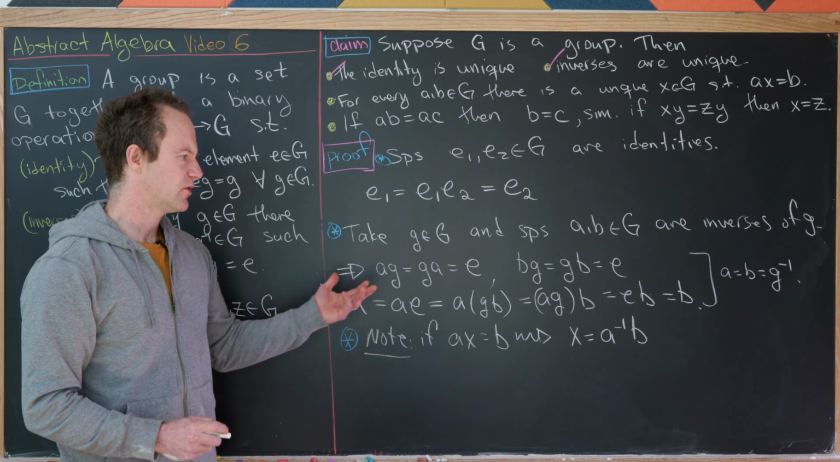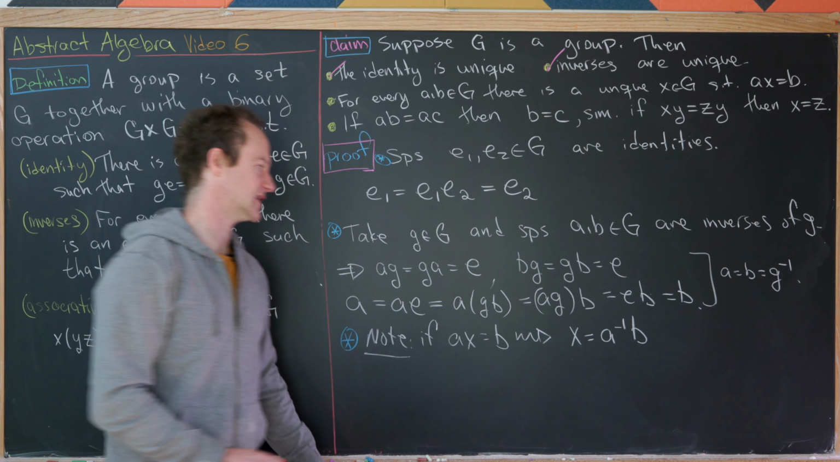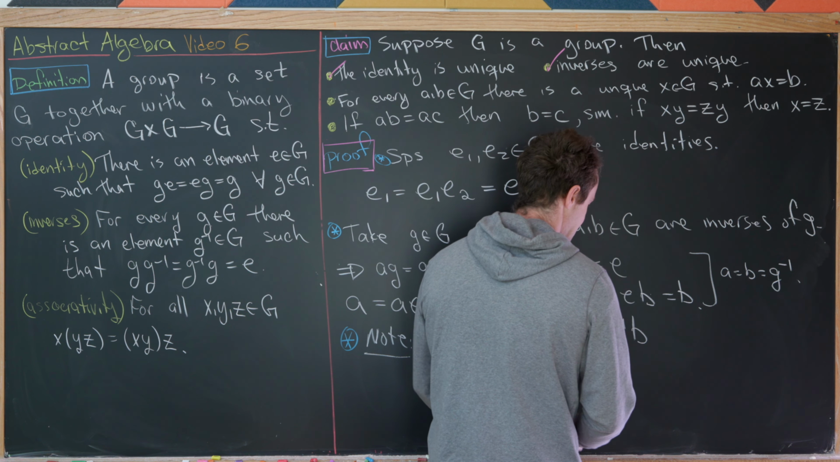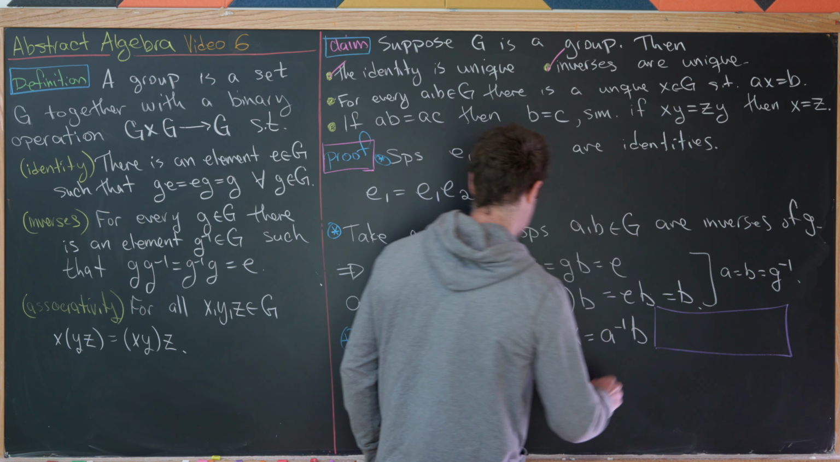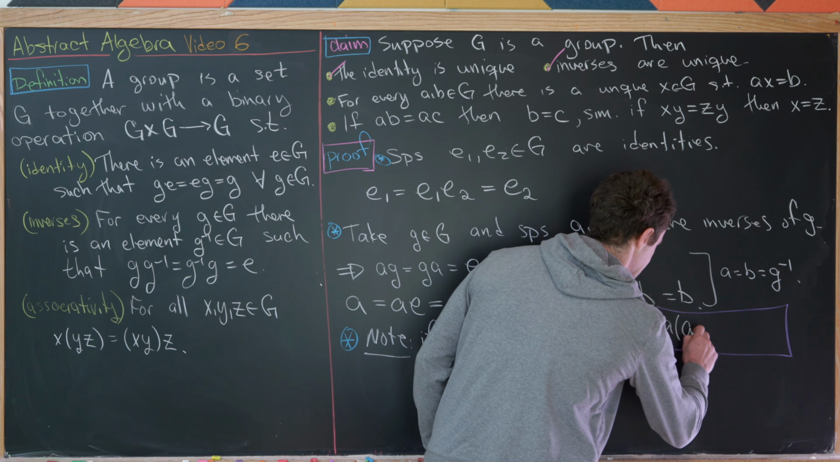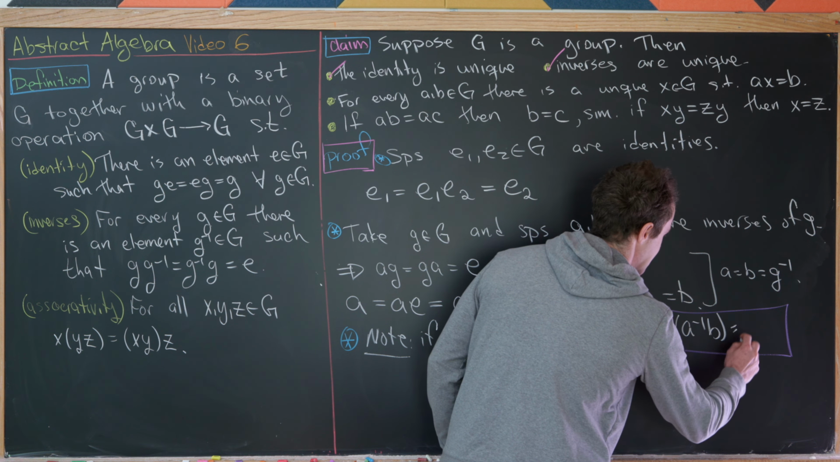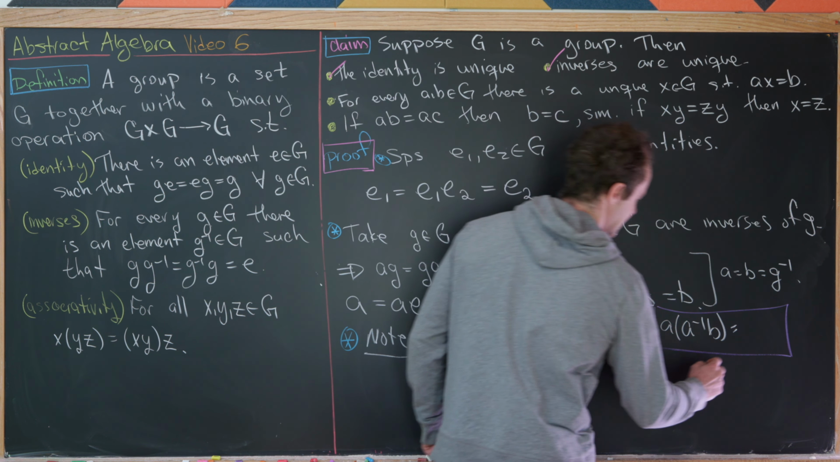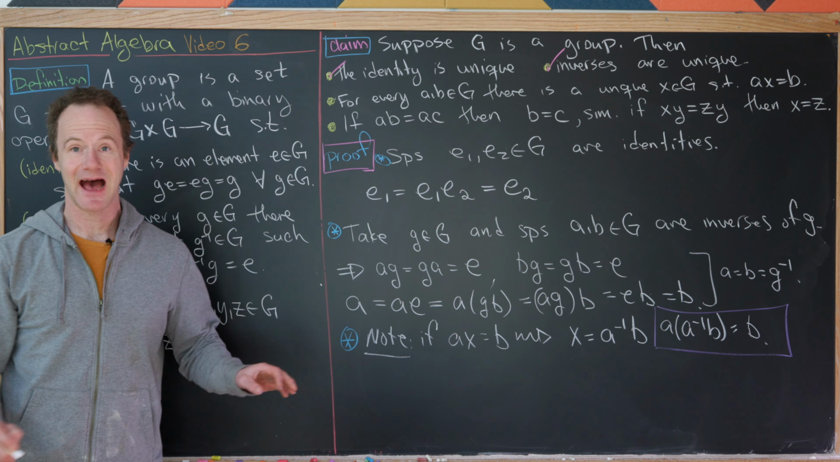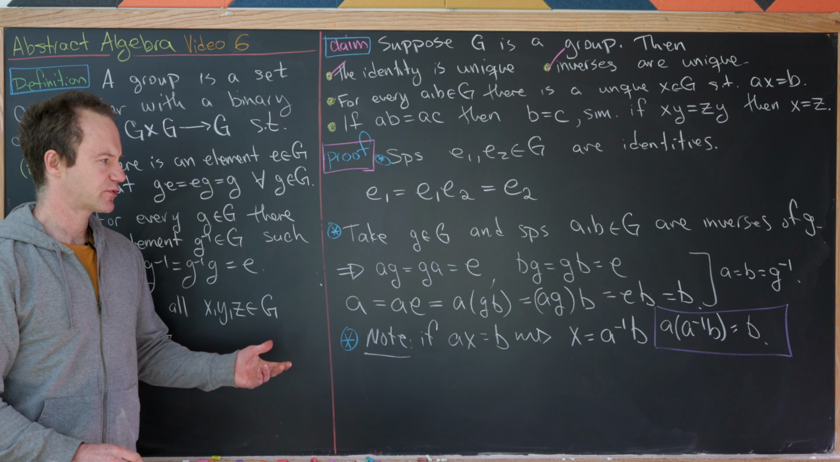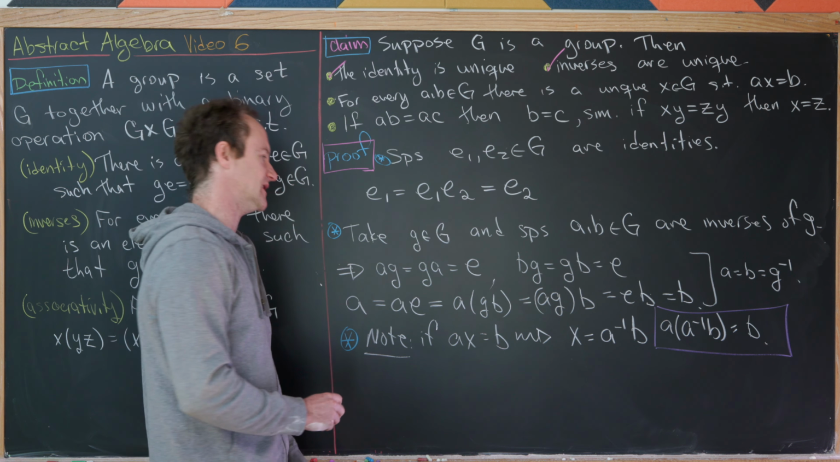Now let's notice if we plug that value of X into our original equation, it is definitely satisfied. So we've got A times A inverse B is equal to, well, we can reassociate there to cancel out the A and the A inverse, but that gives us B as needed. So now let's prove that this X is indeed unique.